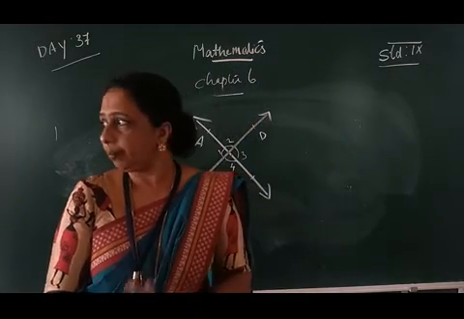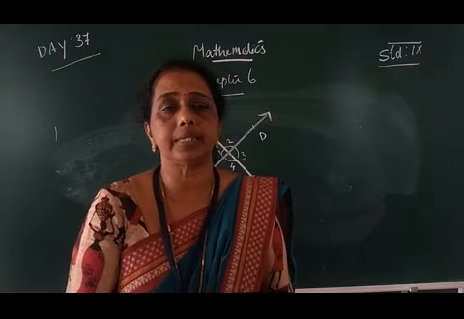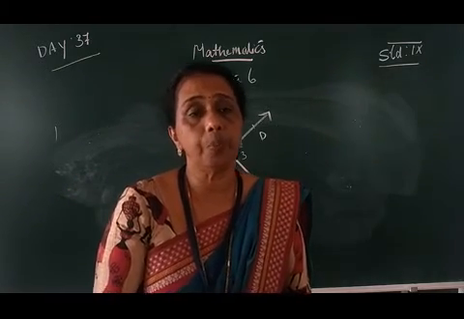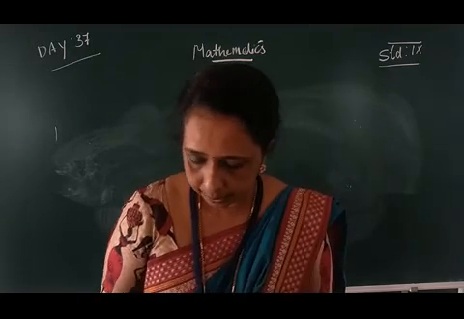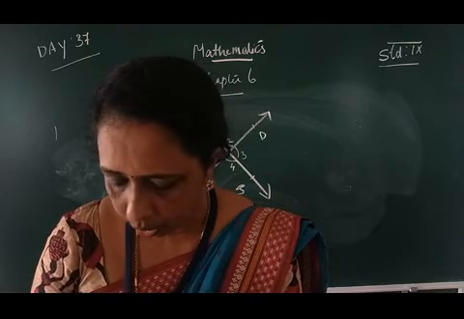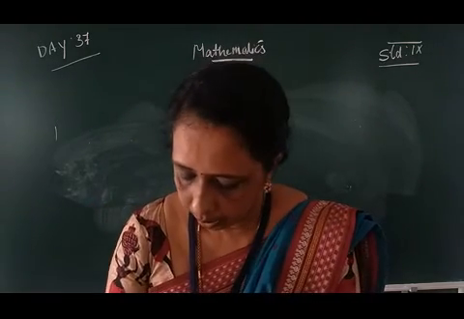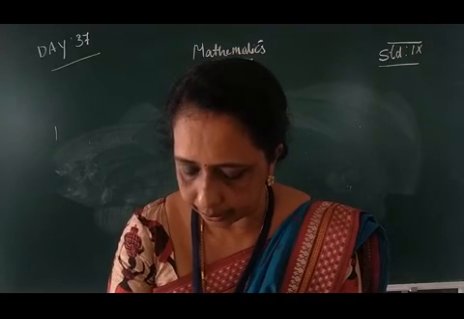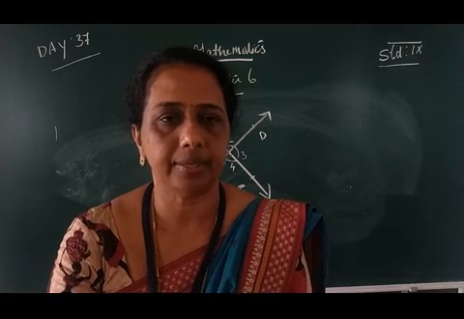Next we studied vertically opposite angles. If two lines intersect each other at a point, then two pairs of vertically opposite angles are formed. These are the basic concepts of angles, a recall of your previous knowledge. Then next, the types of intersecting lines and coincident lines, we will study in the next class. Thank you all.